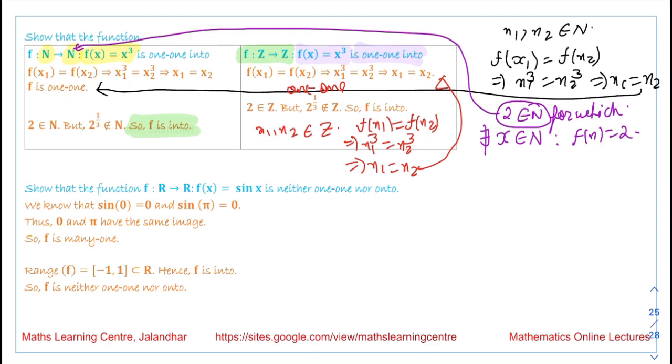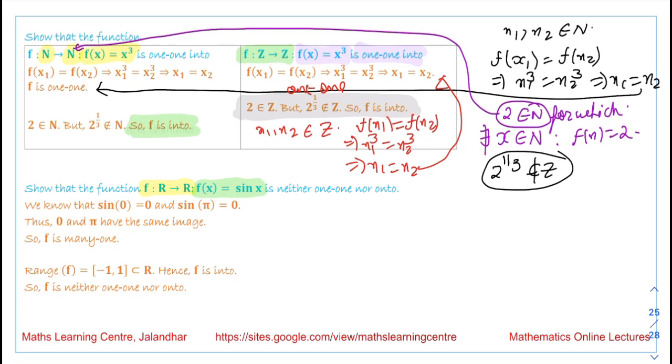And for the second part we are saying there is an element 2, an integer 2, for which we do not have any pre-image in Z, because 2 raised to the power 1 by 3 does not belong to Z. Next is: show that the function f defined from R to R, f(x) = sin x, is neither 1-1 nor onto.